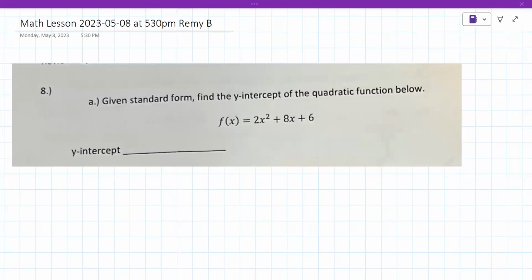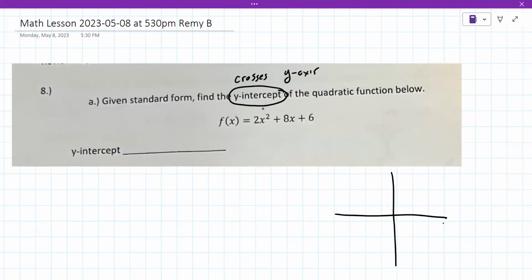Given standard form, find the y-intercept of the quadratic function below. So the y-intercept is where it crosses the y-axis. Sometimes it's good to draw it: there's x, there's y. What's going on at the y-axis? Oh yeah, it's when x is 0. So the y-intercept is like finding f of 0.